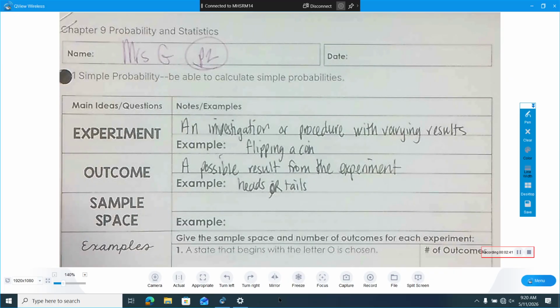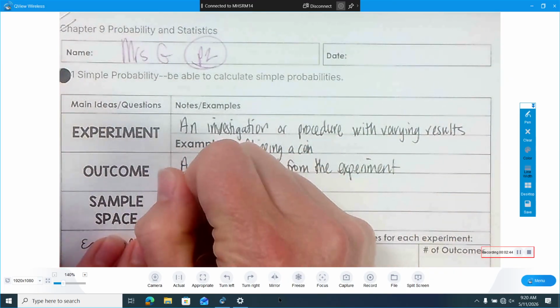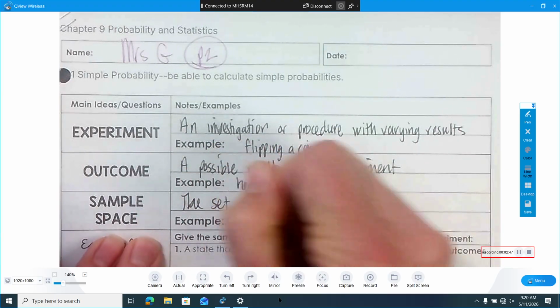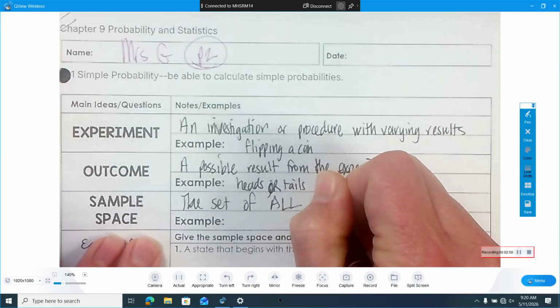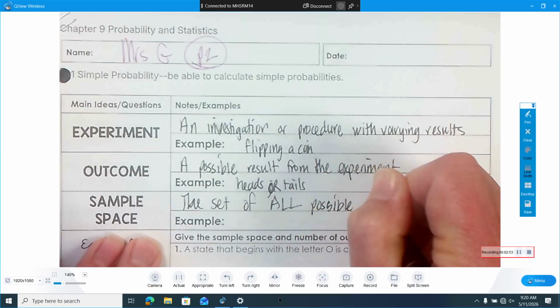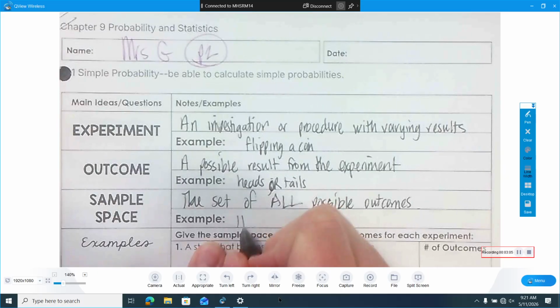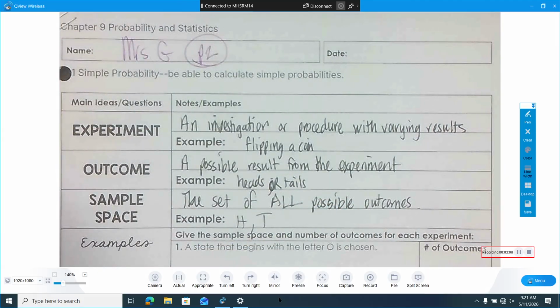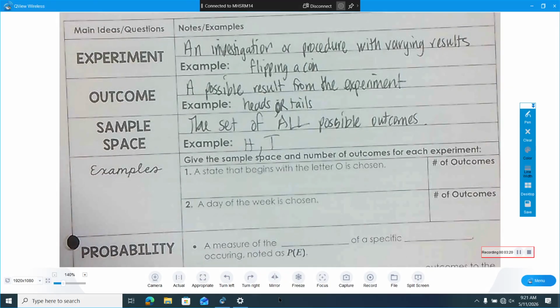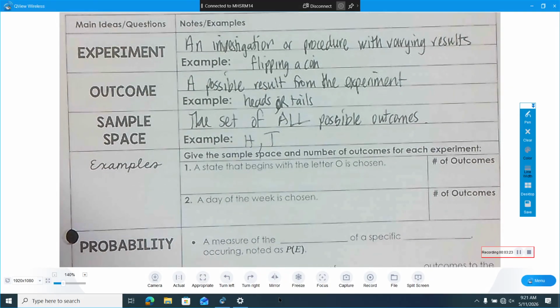The sample space is the set of all possible outcomes. The set of all possible outcomes, so everything that you could get. If we're flipping a coin, what are the possible outcomes we could have? Heads and tails. Those are the 2 possible outcomes, and that would represent the sample space. It's heads and tails. That's all the possibilities.